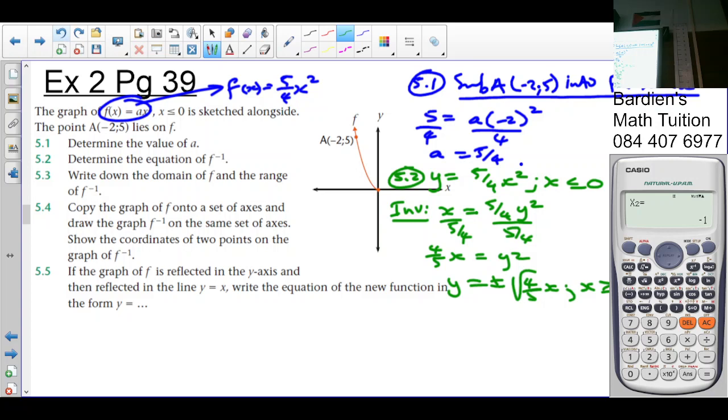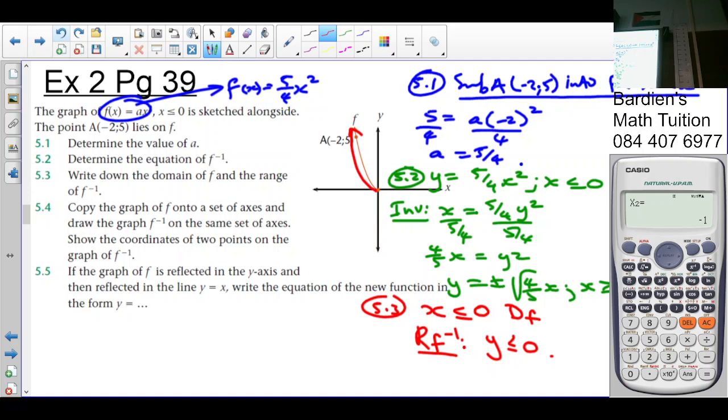Okay, 5.3. In 5.3 we are asked to write down the domain of f and the range of the inverse function. The domain of f is all possible x values, so x is less than or equal to 0. This is the domain of f. Then they want the range of the inverse function. What do you do for the range of the inverse function? It is actually the domain of the function. So this would simply be y less than or equal to 0. You'll see that when we draw the graph.